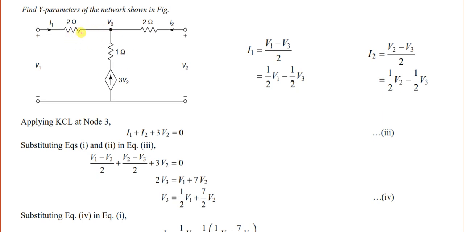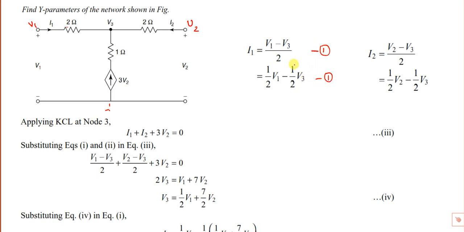Now, the expression for this is V1. This is nothing but V1 only. We are measuring with respect to ground. This is the ground, this is V1, this is V2, and this is V3. Now, what is the expression for I1? Potential difference, V1 minus V3, divided by 2. So the expression for I1 is (V1 minus V3) by 2. This is equation number 1.